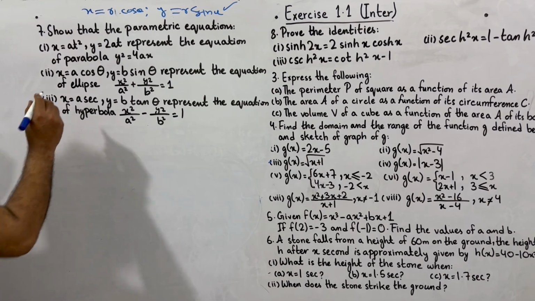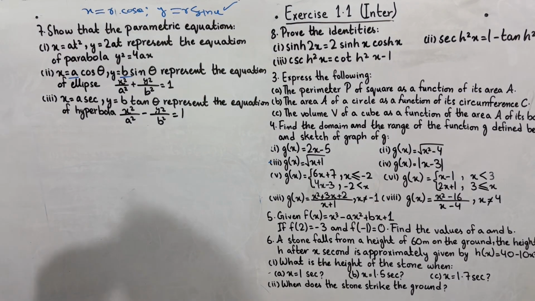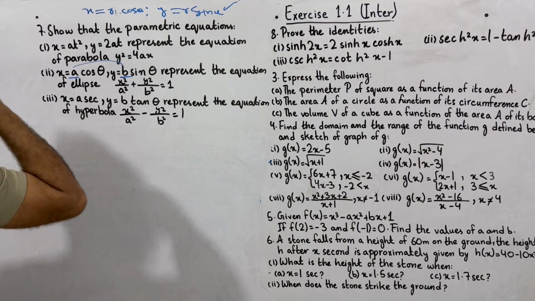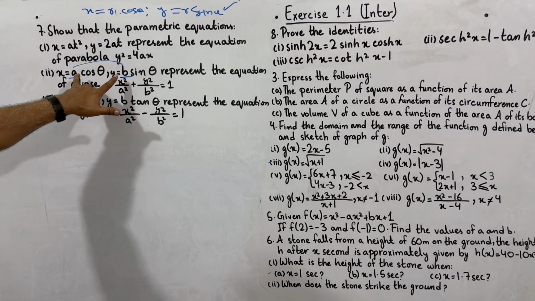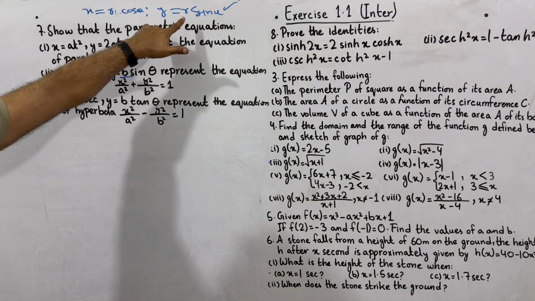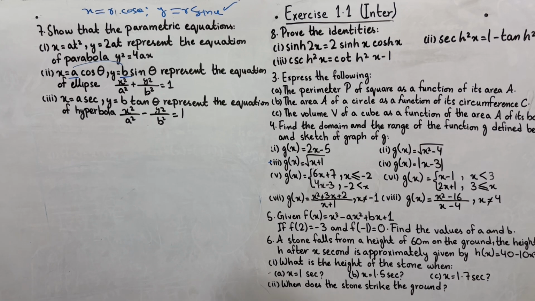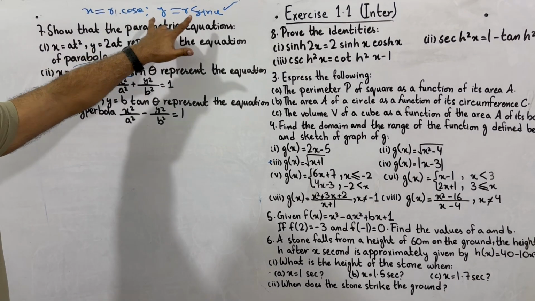Look at this. In the case of sine and cos, if these letters are different, not equal, then it is the equation of an ellipse. If a and b are identical, then these are the parametric equations of a circle. If they are different, in the case of sine and cos only, then it is an ellipse. If different, ellipse. If same, circle.